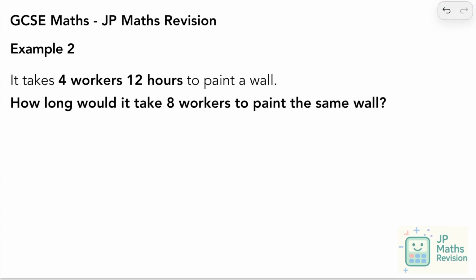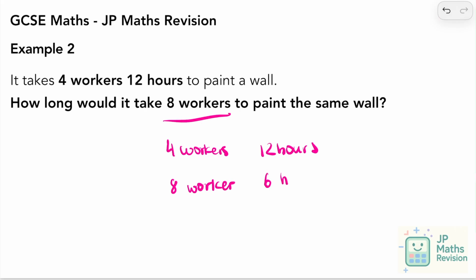So here's another example. It takes 4 workers 12 hours to paint a wall. How long would it take 8 workers to paint the same wall? So it takes 4 workers 12 hours. So if we had 8 workers, we actually have twice as many workers. So it's going to take 2 times less time. So if we have 8 workers, it's only going to take 6 hours.